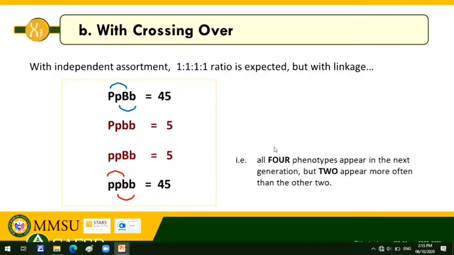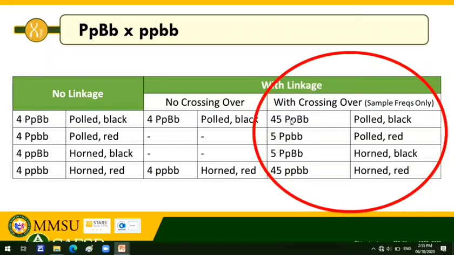So as a conclusion, all 4 phenotypes appear in the next generation, but 2 appear more often than the other 2. Yun ay with crossing over. So linkage with crossing over. Okay? Yung 2 appear more often, yun yung, again, I repeat, parental combinations. Yung appear less often, yun yung recombinants. So, ito na siya. We have 45 polled black, 5 polled red, 5 horn black, 45 horn red. Okay? So, ito yung parentals, ito yung parental combination.